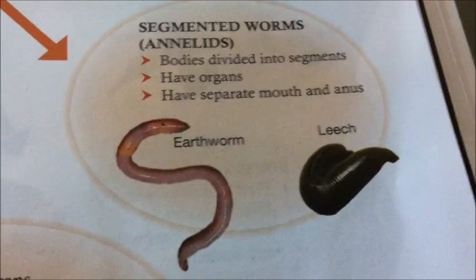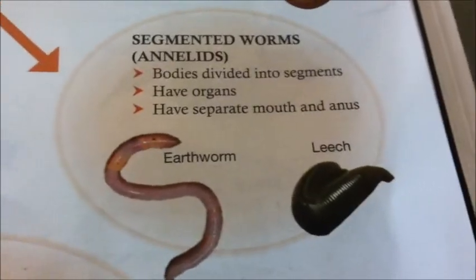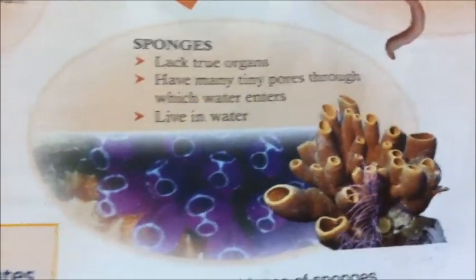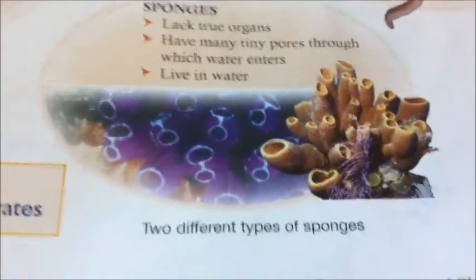Segmented worms. Bodies divided into segments, have organs, have separate mouth and anus. The examples are earthworm and leech. Sponges lack true organs, have many tiny pores through which water enters, and live in water.